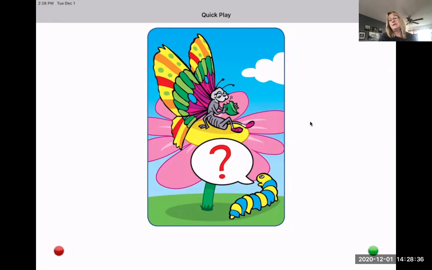What I come up with is, since a caterpillar will turn into a butterfly, I think the caterpillar might say, will I look like you? Or the caterpillar might see the butterfly eating that leaf and say, does the leaf taste good? Or maybe, how did you get up there? Something like that.